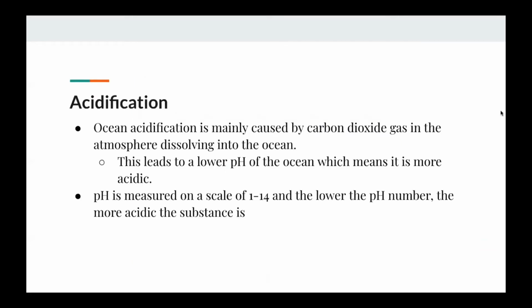Acidification. Ocean acidification is mainly caused by carbon dioxide gas in the atmosphere dissolving into the ocean. This leads to a lower pH of the ocean, which means it is more acidic. And again, we can compare this to us drinking water and not being harmed by its pH, but when we drink lava, we die due to its low pH and acidity levels, and this is the same as the acidity in the ocean killing the marine animals. pH is measured on a scale of 1 to 14, and the lower the pH number, the more acidic the substance is.